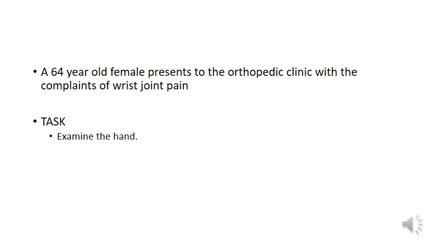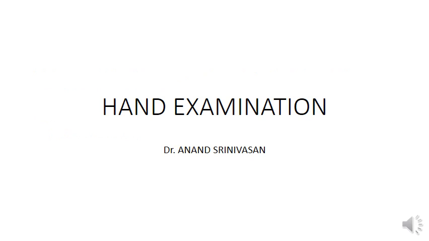A 64-year-old female presents to the orthopedic clinic with complaints of wrist joint pain. Your task is to examine the hand. Hand joint examination is one of the common clinical scenarios which can be kept in clinical skill exams. So, in this session, we're seeing how to examine the hand. We are not going to touch on the peripheral nerve examination, which will be dealt with separately.